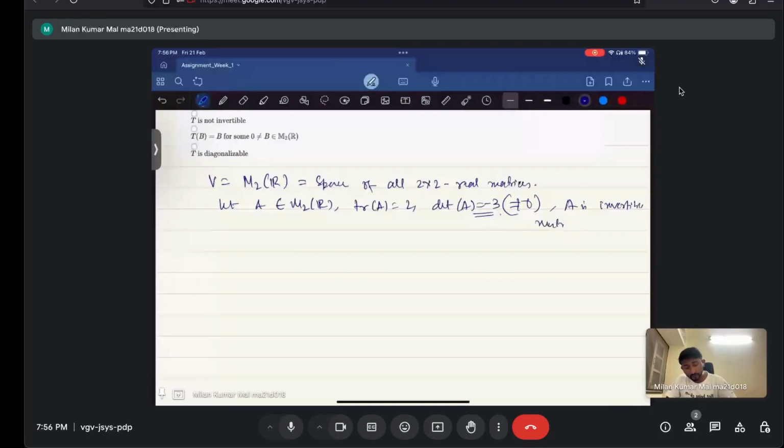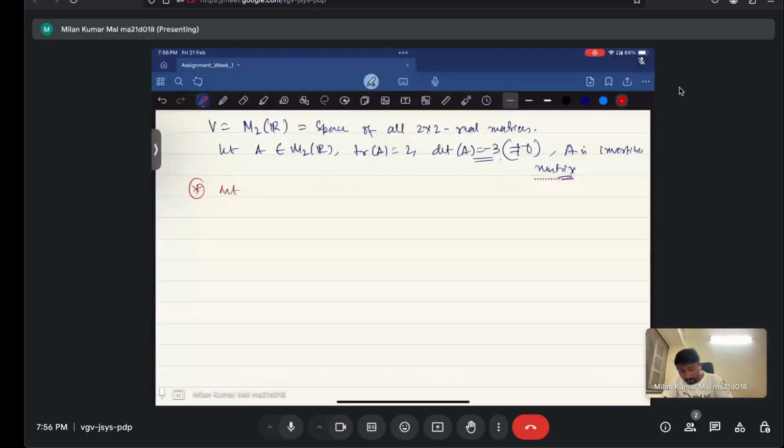Here I just want to let A be an n by n matrix over a field F, where F is equal to either complex or real, whatever it is.